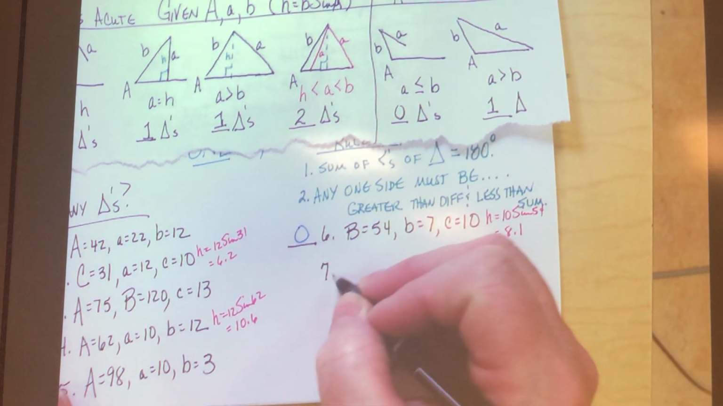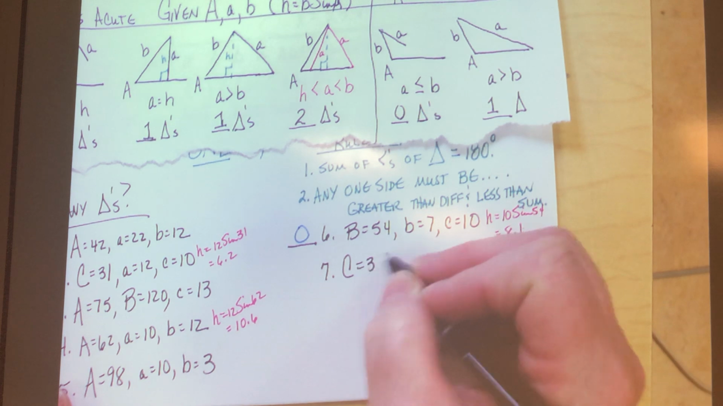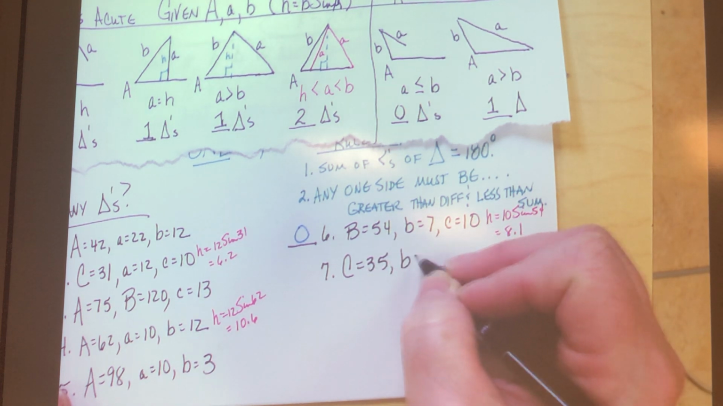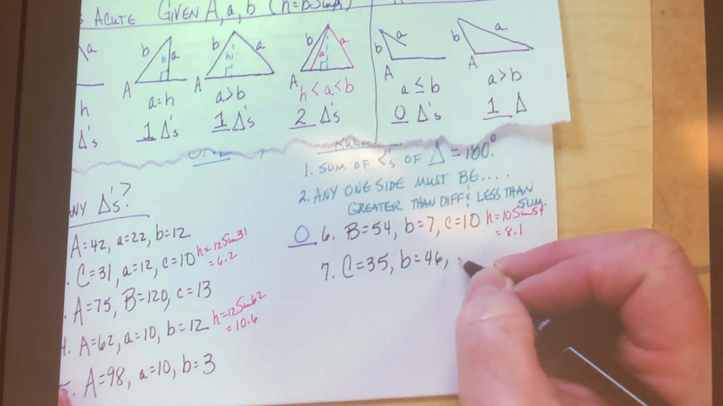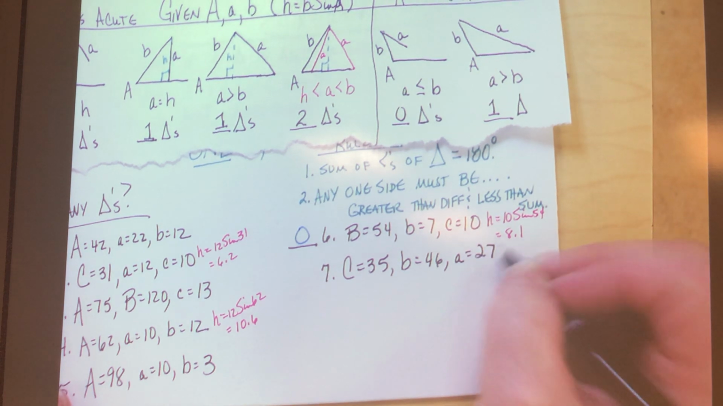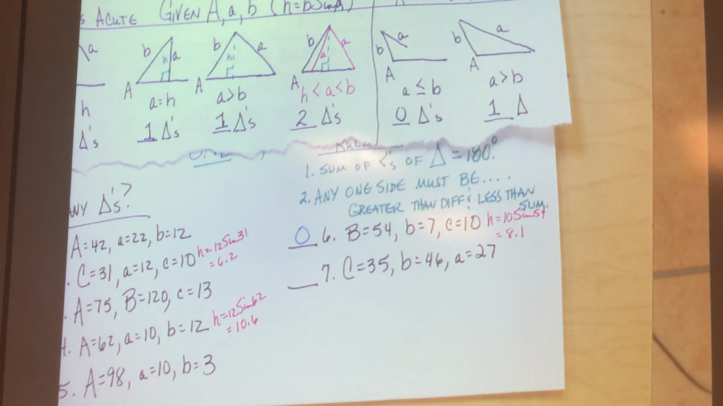Here's the next one. Big C is 35, little b is 46, and little a is 27. Is it ambiguous? No. Does it break any rules? Not that we can tell, so 1 triangle. Okay? It can only make one, right?